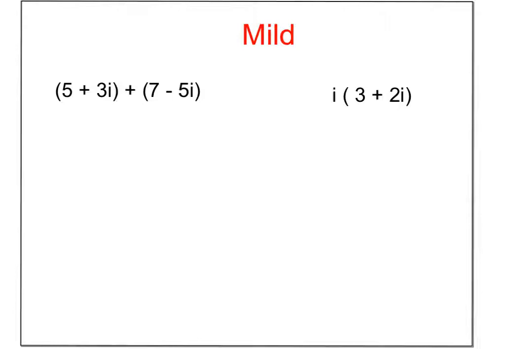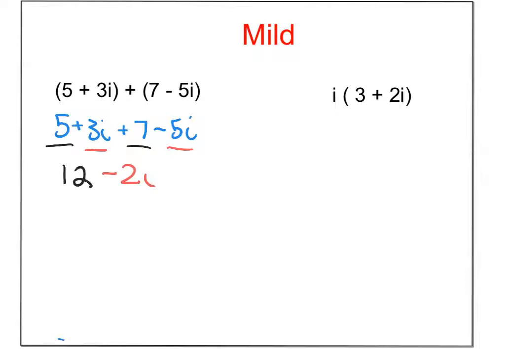The first problem, we have a complex number plus a complex number, an addition problem. When we have addition like this, it's really nice. You can just drop those parentheses and then combine like terms. So I see real numbers of 5 plus 7 to give me 12, and then I see my imaginary numbers, 3i minus 5i will be a negative 2i. So I end up with an answer of 12 minus 2i. Remember, the real number goes first, the imaginary number goes second to get your final answer of 12 minus 2i.